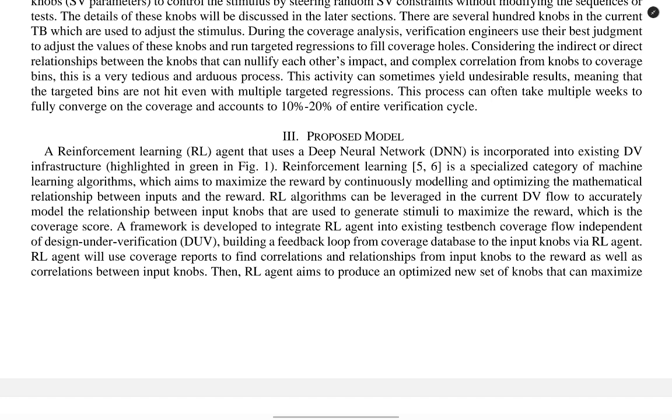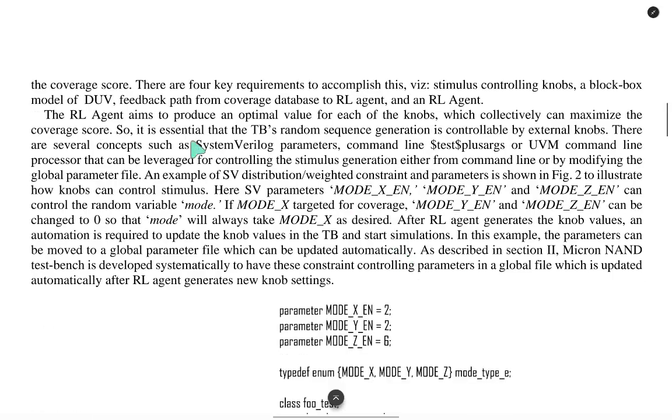A framework is developed to integrate the RL agent into the existing test coverage flow independent of the design under verification, DUV, building a feedback loop from the coverage database to input knobs via RL. Our RL agent will use the coverage report to find correlations and relationships from input knobs to coverage, as well as correlation between the input knobs. Then the RL agent aims to produce an optimal new set of knobs that can maximize the coverage score.